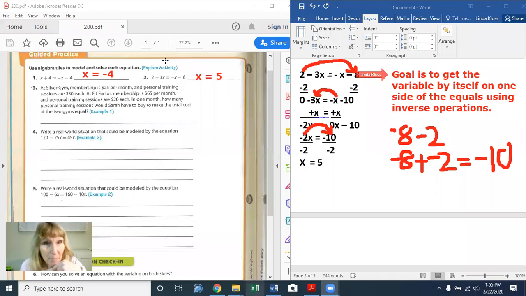Okay, pause the video if you need to. I'm going to go on to number 3. We're going to write, nope, we're not going to write an equation. We are going to solve an equation. So let's clear some of this while you guys are getting ready.